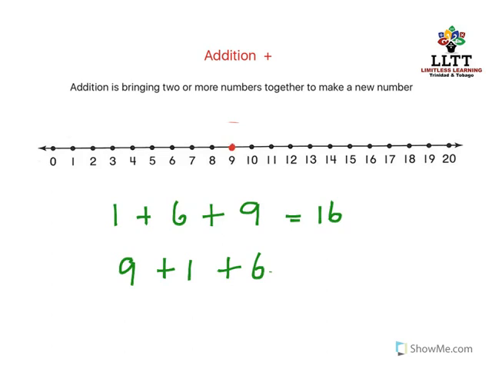Okay, and we're going to move 1 to the right because we're adding 1 first. So we move 1 to the right. That takes us to 10. And then we're going to move 6 to the right. 1, 2, 3, 4, 5, 6. And I also arrive at 16. So again, when we're adding, it doesn't matter the order of the numbers. The result is still the same. So 1 plus 6 plus 9 is 16, and 9 plus 1 plus 6 is also 16.